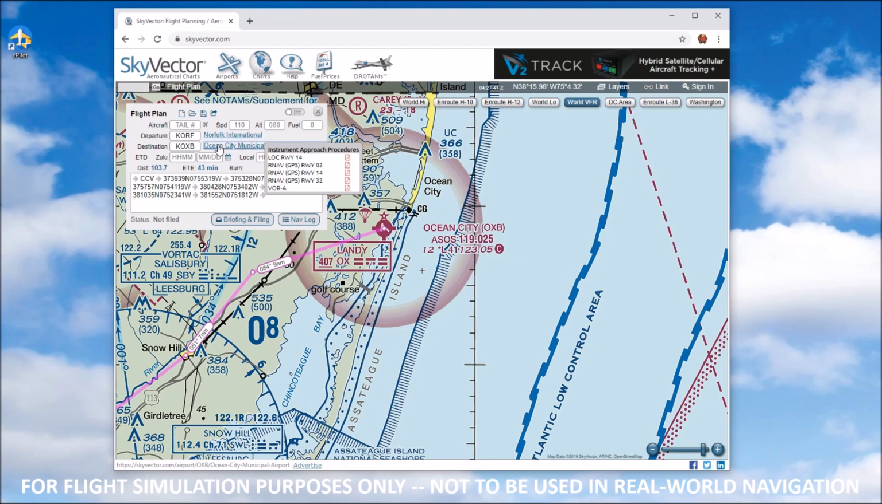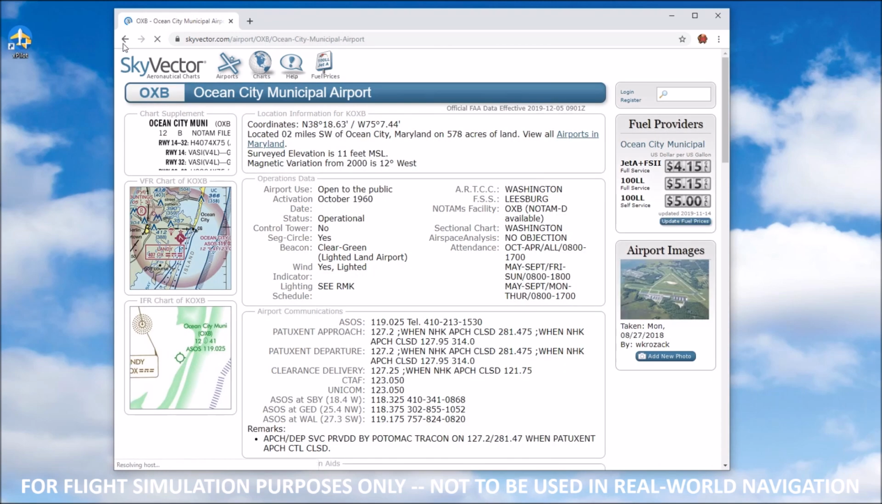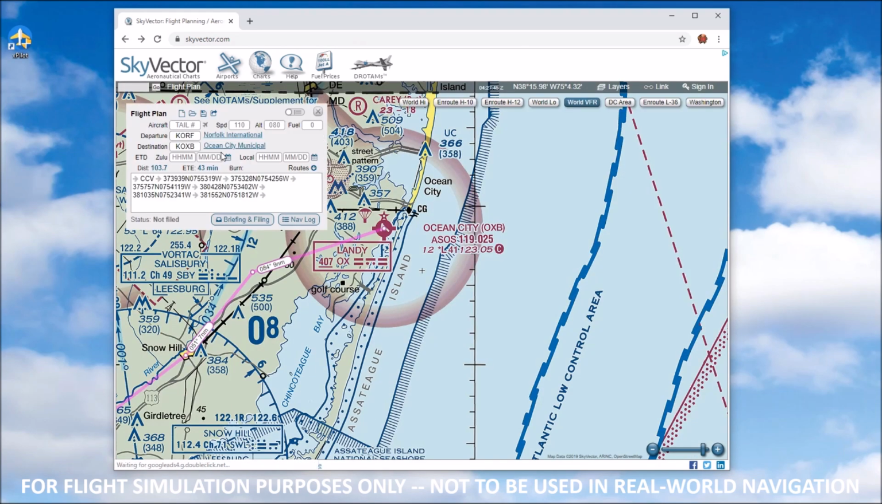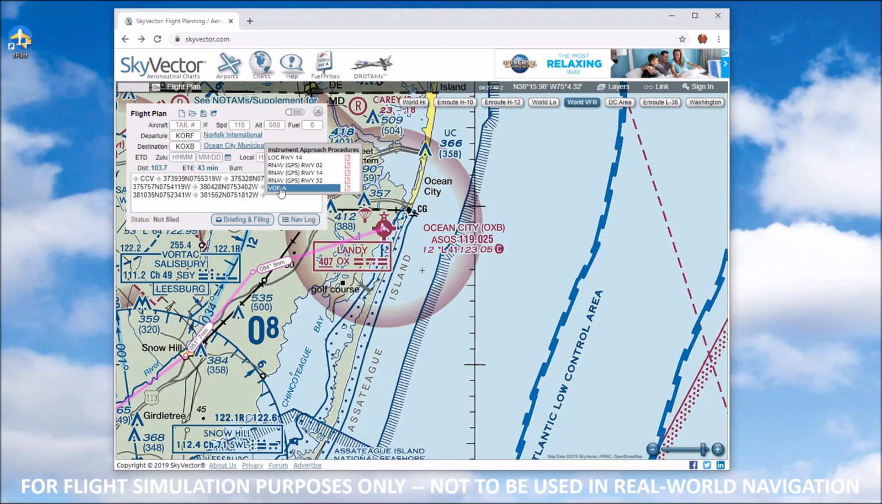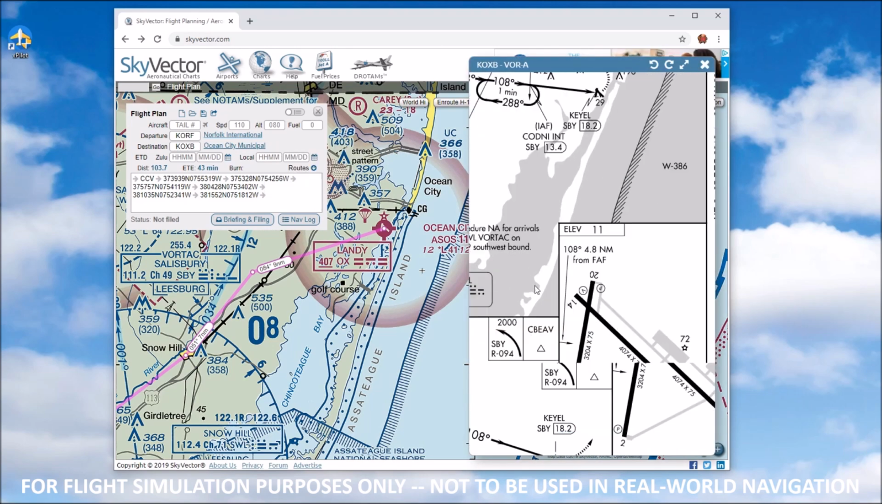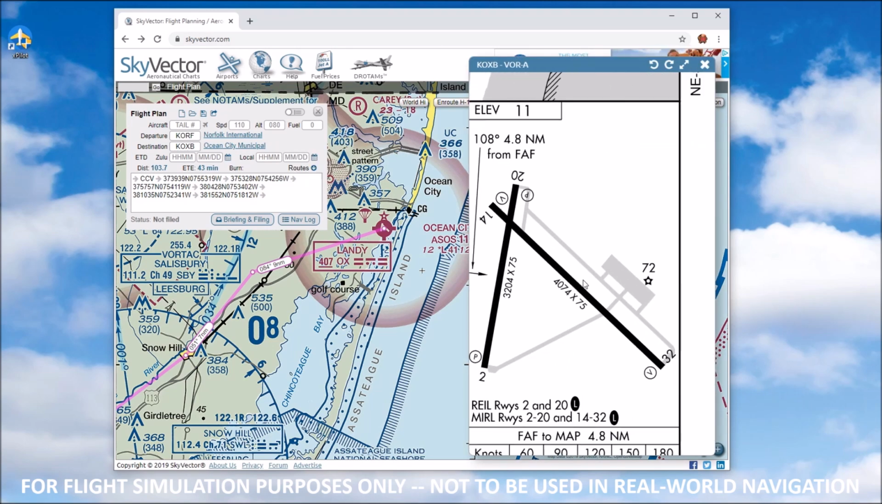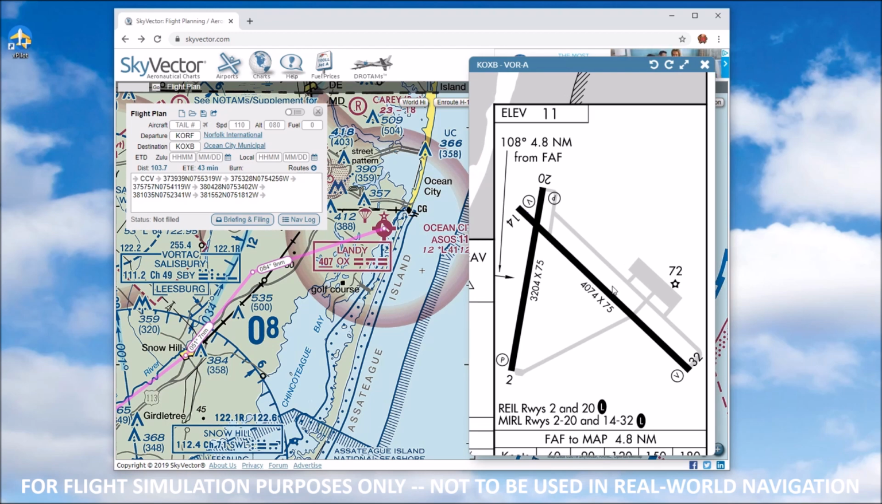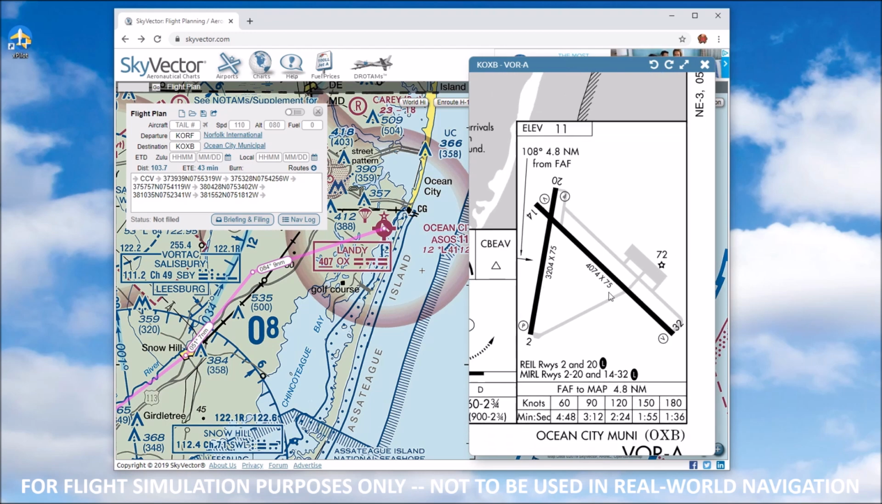You can click on the airport and it'll give you some information. I kind of just prefer to just pull up the chart. There's no airport diagram, but we've got this VOR Alpha, and there's a little mini diagram down at the bottom. We can use that to give us an idea of what the runway configuration is here at OXB. And we've got a 2 and 20, and then we've got a 14 and 32 here.